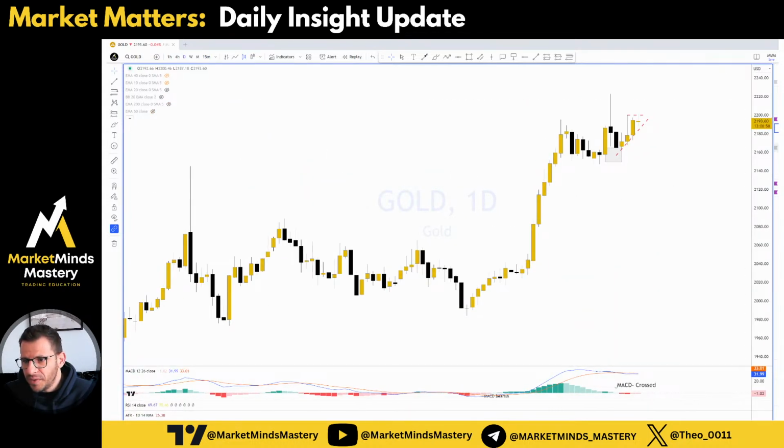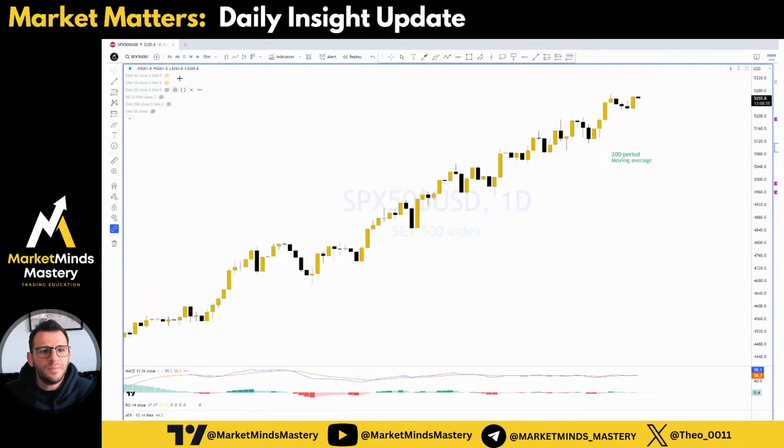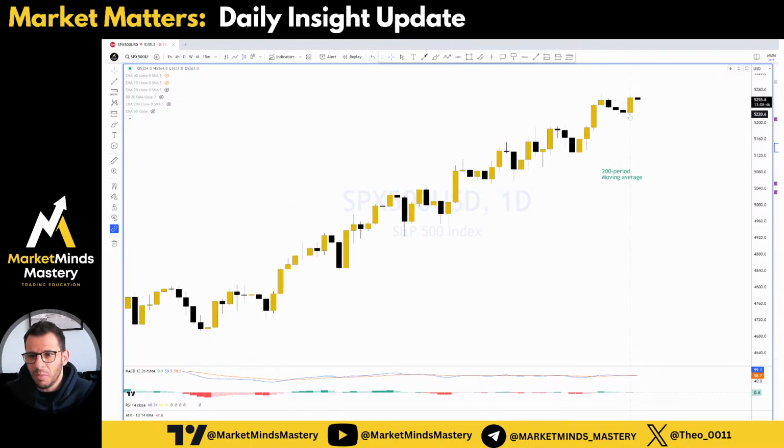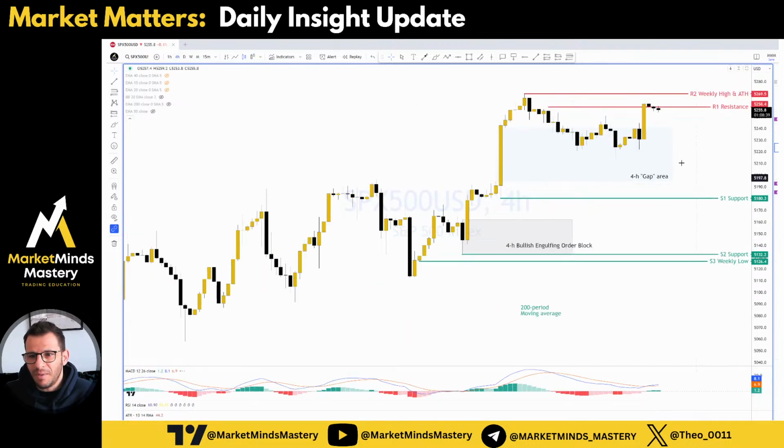Guys, any other currency pairs? I usually cover the S&P 500, the DAX, and that's all for today. So the S&P 500 still moves upwards. Yesterday, another bullish candle, so we are sitting at an all-time high area. Let's see if it's going to continue its upward move.